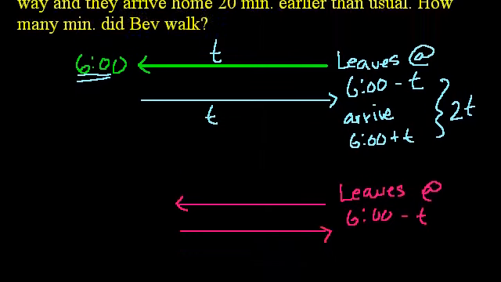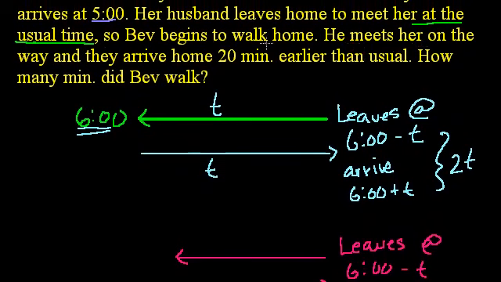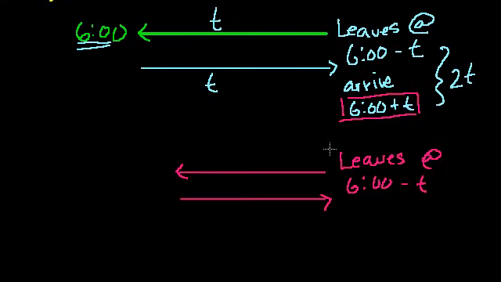And what does it tell us? He meets her on the way, and then they arrive home 20 minutes early. So normally they arrive at 6 o'clock plus t, right? That's normal. So today they're going to arrive 20 minutes early. So they're going to arrive at, you could say, 6 o'clock plus t, minus 20 minutes, right? They're going to arrive 20 minutes early.